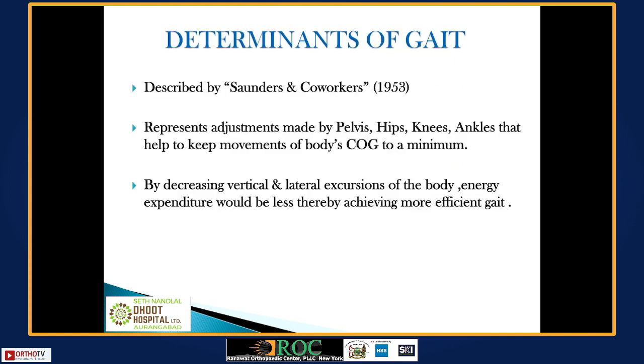As well, Saunders has given some determinants of the gait. They are nothing but some adjustments made by the pelvis, hip, knee, and ankle, so as to have less energy expenditure and thereby a more efficient type of gait.